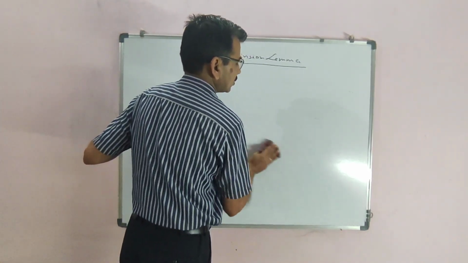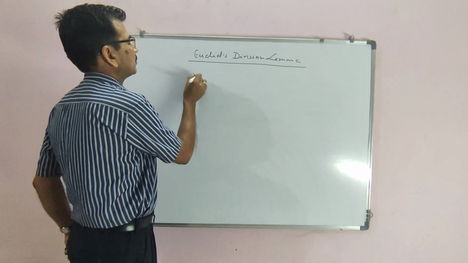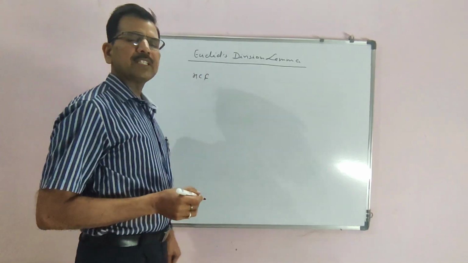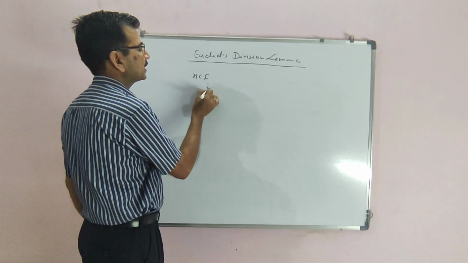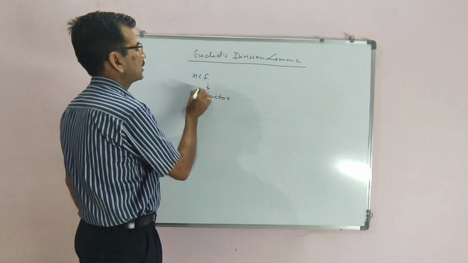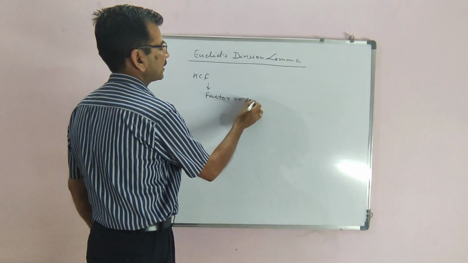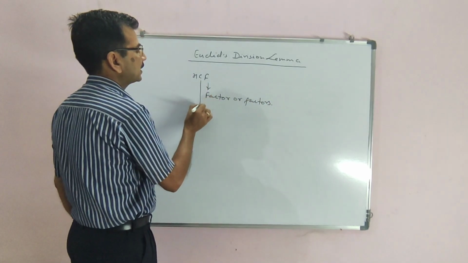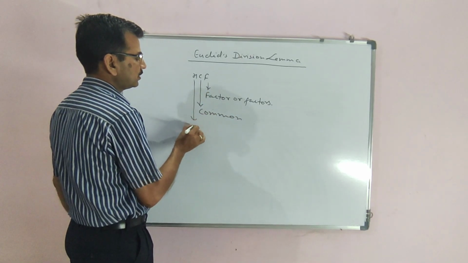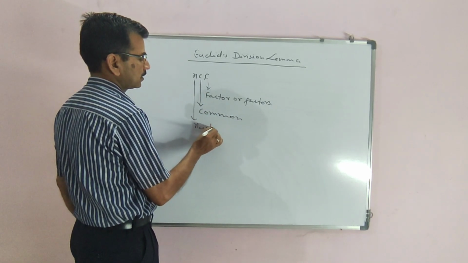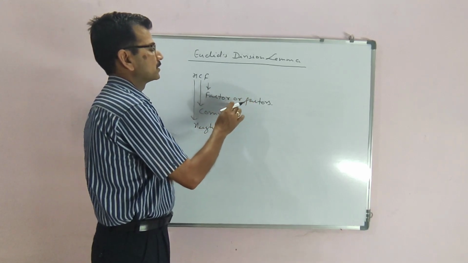Okay, let us take two numbers. HCF, this is not a new term, it is for you. H stands for highest, C stands for common, and F stands for factor, or factors we can say. So highest common factor.